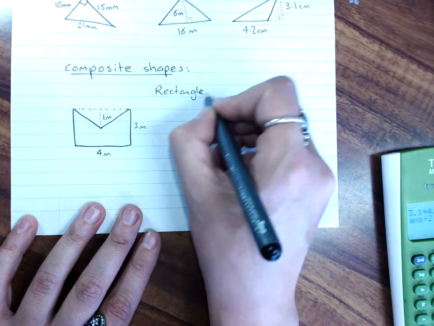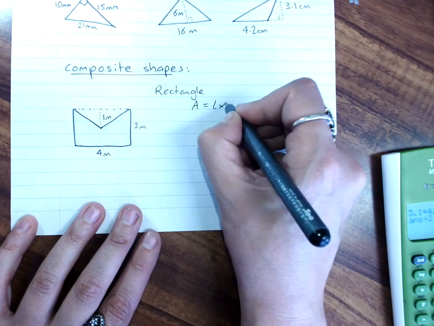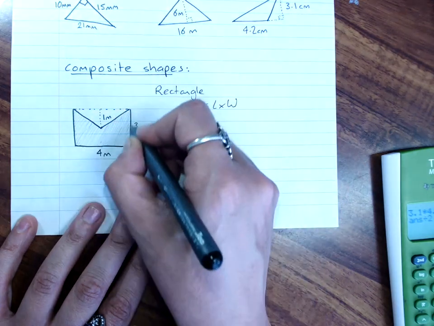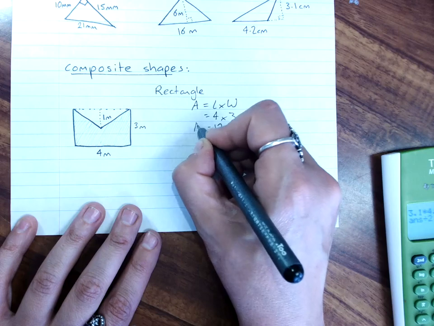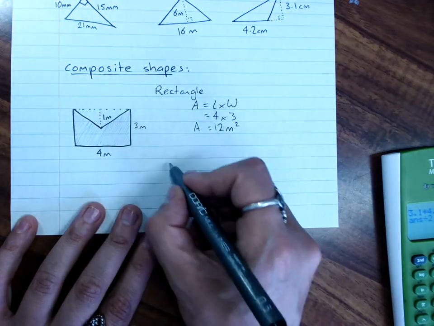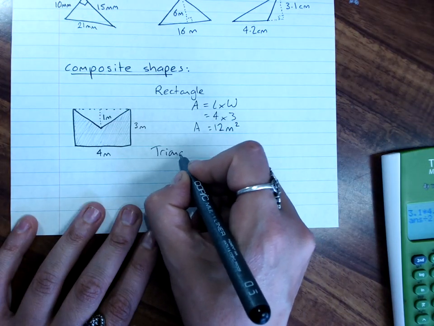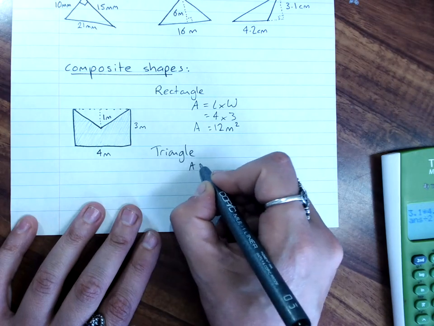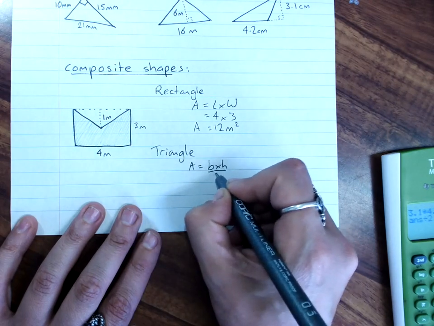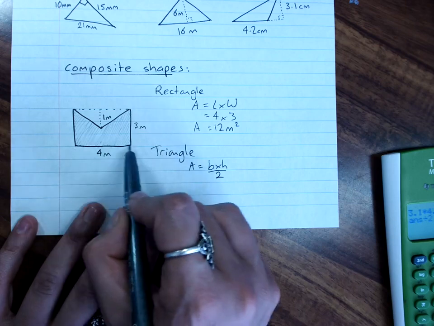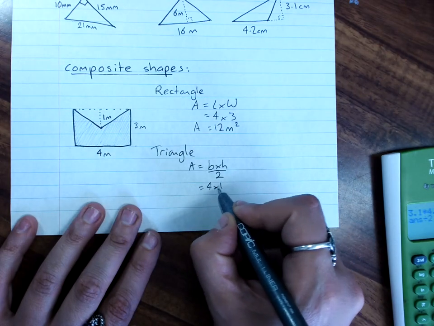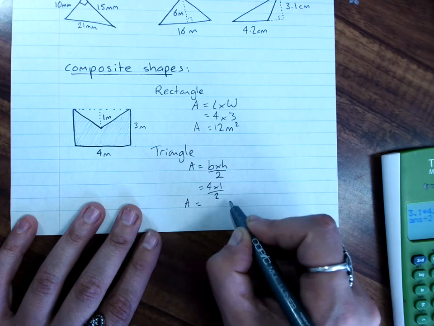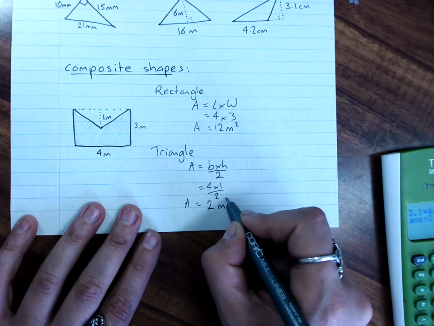So the rectangle area is length times width. Length and width is 4 times 3. The area is 12 meters squared. Here's a triangle. Area is base times height divided by 2. Now the base is this length here. That's 4 meters. 4 times 1 divided by 2. So the area is 2 meters squared.